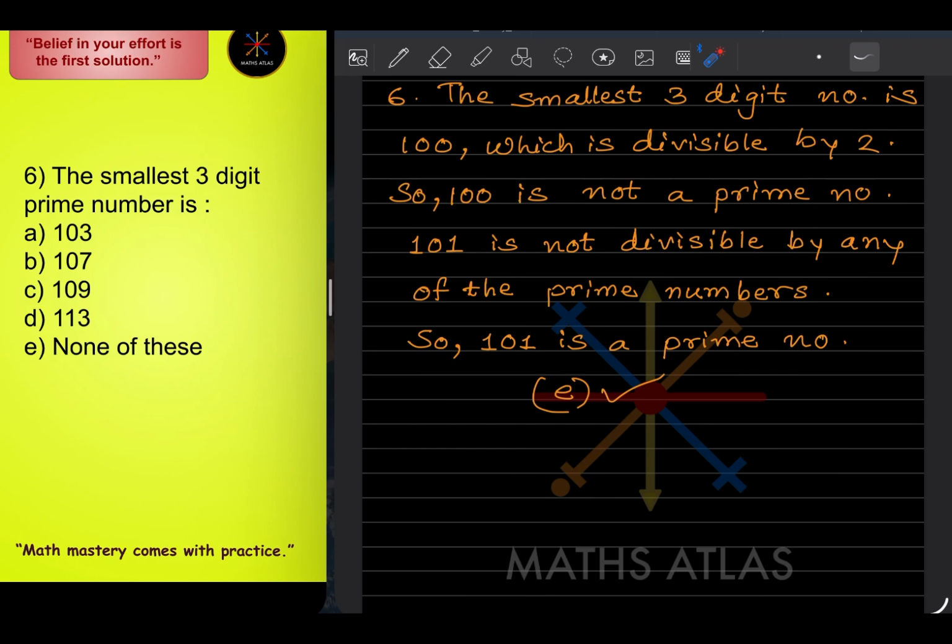So here, the first 3-digit number is 100, but 100 is divisible by 2, so it is not a prime number. Now after 100 is 101. 101 is not divisible by any prime number, so we can say 101 is a prime number. Here the options given are 103, 107, 109, 113, so we can say none of these. So E is the correct option.